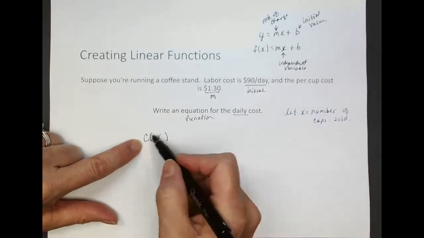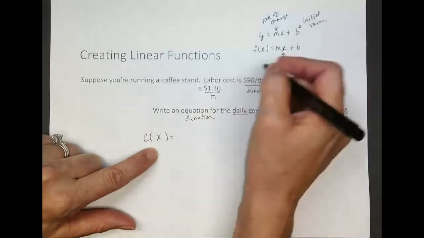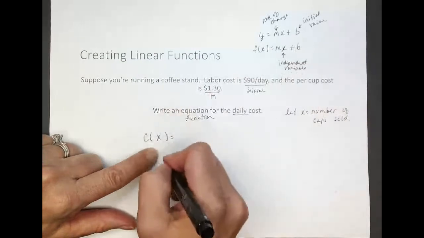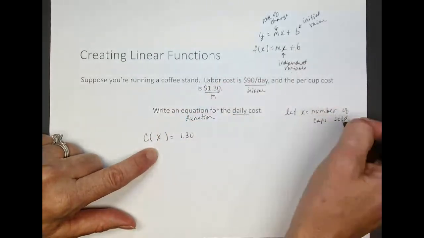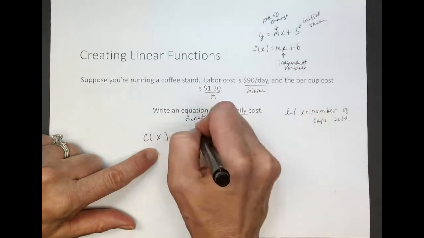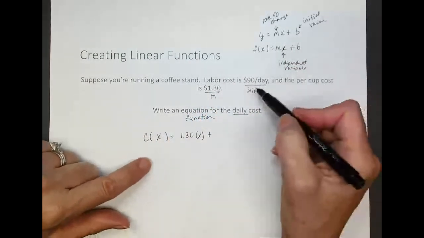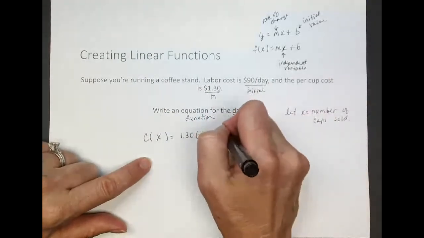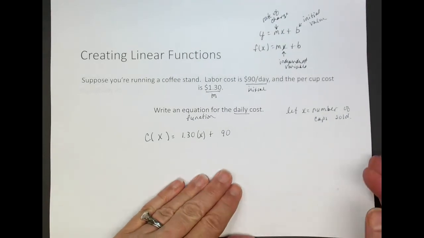right? So cost as a function of the number of cups sold is going to be the rate of change, right? Rate of change, that's $1.30, times my independent variable, how many cups I'm going to sell, right, X. Then plus the initial value, well, I've got that $90 per day cost that I have to incur no matter what, right? So there we have a function to determine the daily cost for running the coffee stand.